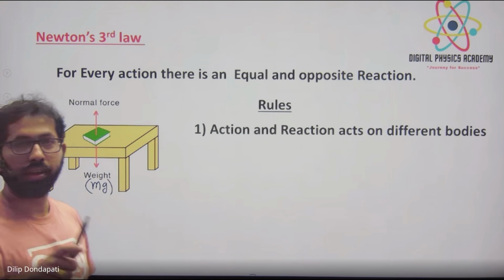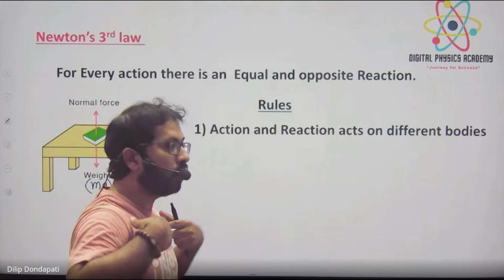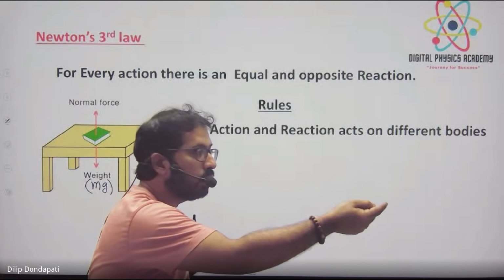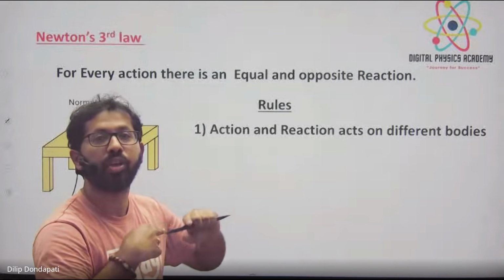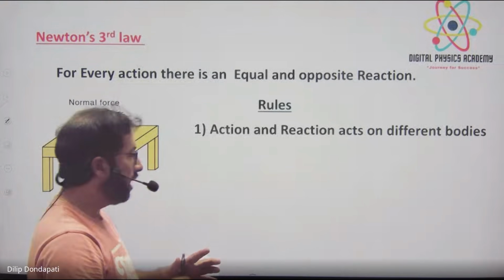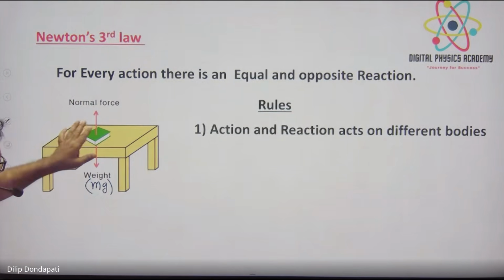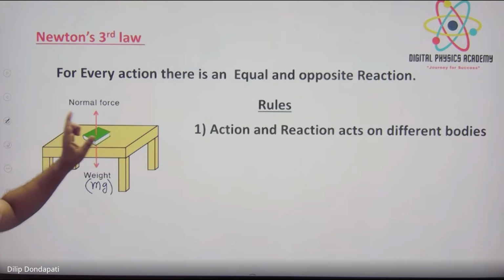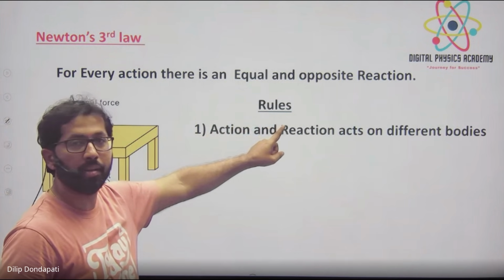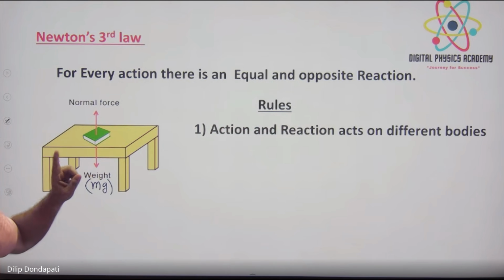Different bodies. Look, I told her I am pushing the wall, I am applying a force on the wall, and the wall pushes me. That means the action-reaction pair acts on different bodies. Okay, here mg is acting on the book, and the normal action force is also acting on the book, so they are acting on the same body. That's why by the first rule we can eliminate that these are not an action-reaction pair. Is the first point understood?